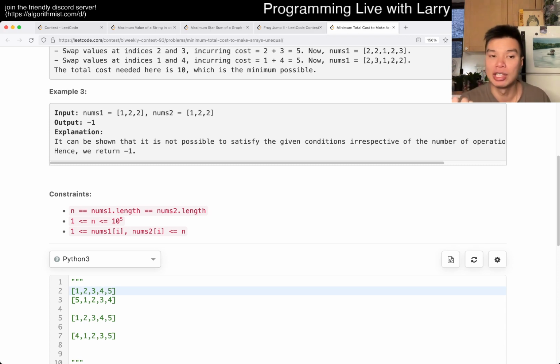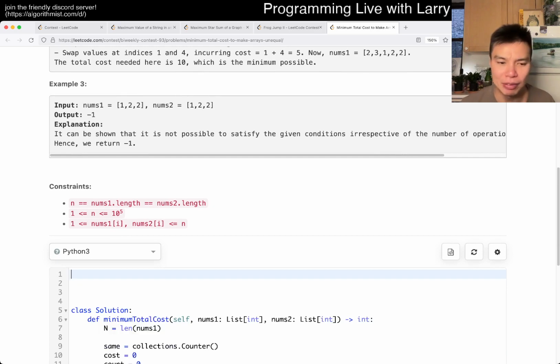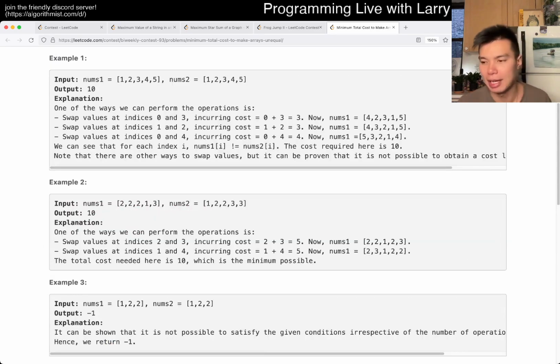Because it costs 0 to swap the first element. So that's the key observation. I actually made this observation pretty early, to be honest, but yeah.